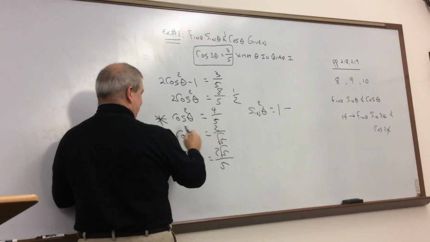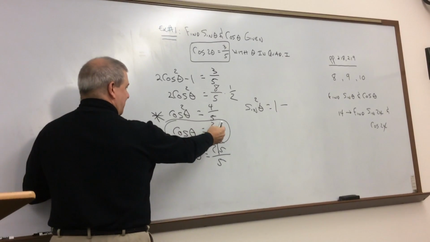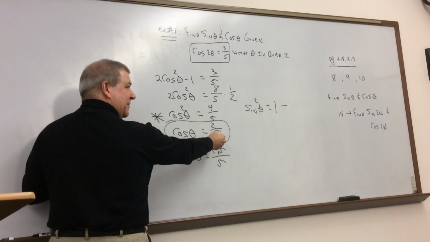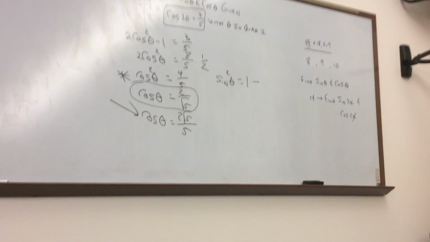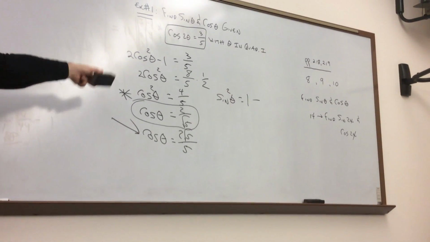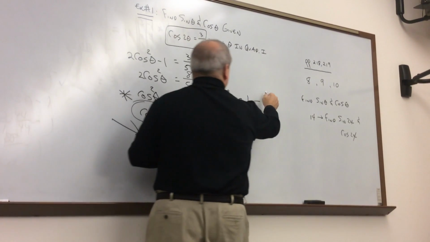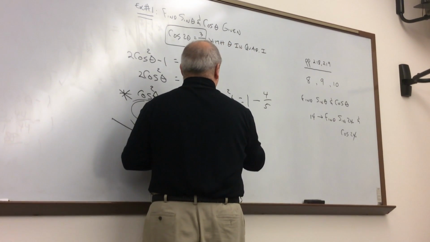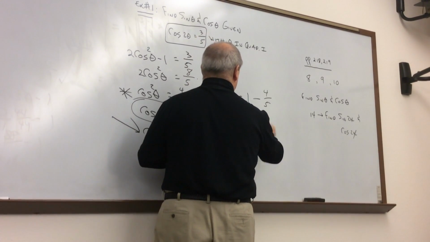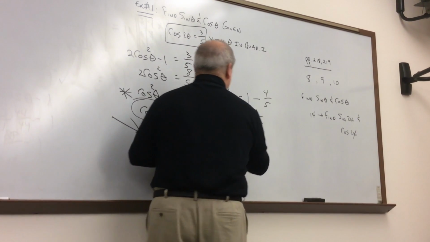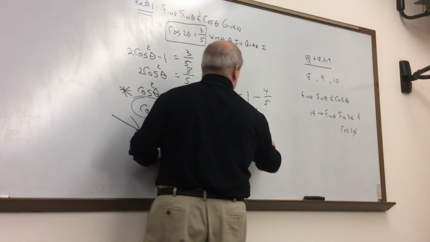Watch this, you guys. Look at what I'm circling here. Isn't it easier to square this than to square that? What's cosine squared? Dave? 4/5. What's 1 minus 4/5? Dave? So take your square root on both sides. What's sine of theta? This one's coming out pretty decent. Radical 5 over 5.